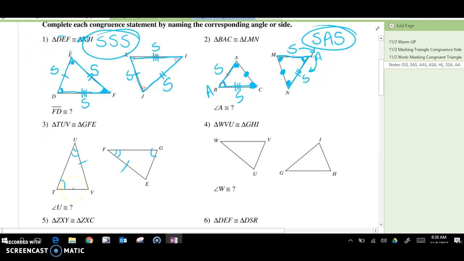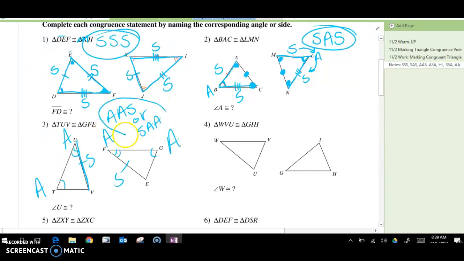We have T. Is T an angle or is that a side, guys? Very good. It's an angle. And T is congruent to what angle? G. Very good. Now I have angle U. And that one is congruent to F. And then I also have a side, don't I? UV. And UV is congruent to FE. So I have a side here. So I have angle, angle, side. Or you could say side, angle, angle. This is a congruent postulate.